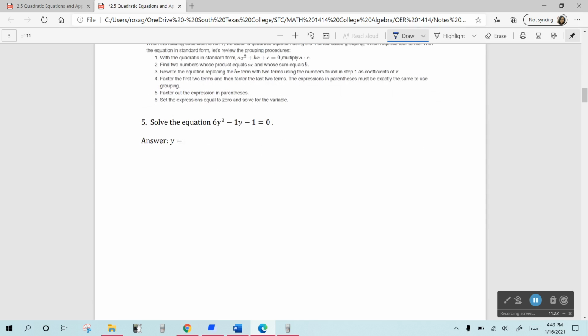then what you're going to do is multiply this one and this one. So that gives me a negative 6. I want them to multiply to a negative 6, and I want them to add to a negative 1. Now to get that, it will be the 2 and the 3, and to get a negative 1, the 3 has to be negative.